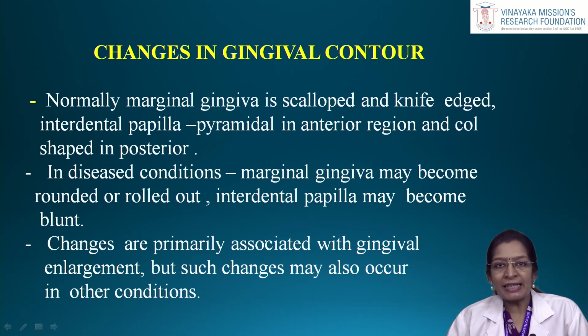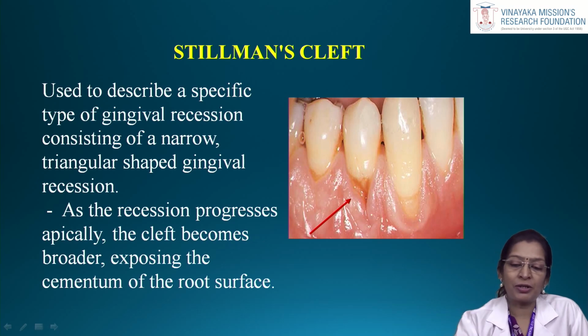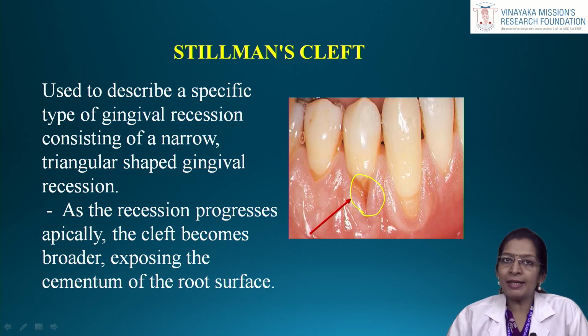There are two different indentations in the gingival contour, namely Stillman's cleft and McCall's festoon. Stillman's cleft is used to describe a specific type of gingival recession consisting of a narrow, triangular-shaped gingival recession. In the diagram, you can see a triangular-shaped gingival recession. As the recession proceeds apically, the cleft becomes broader, exposing the cementum of the root surface.